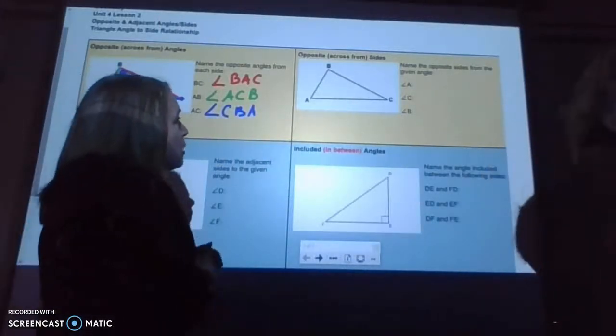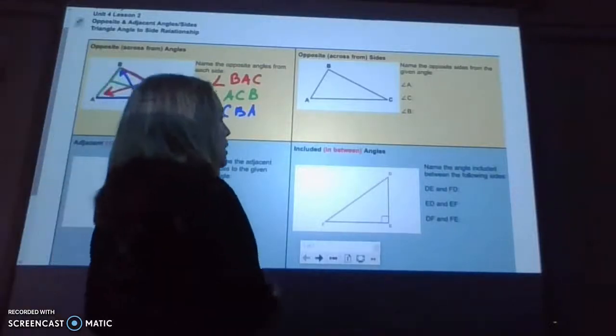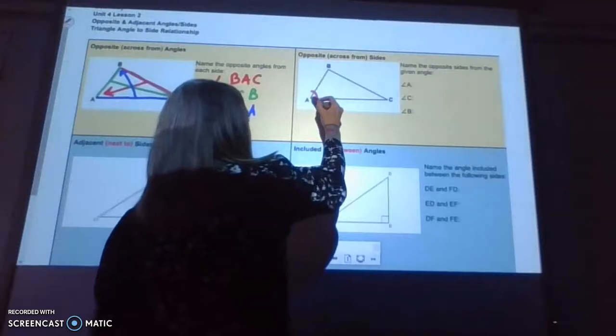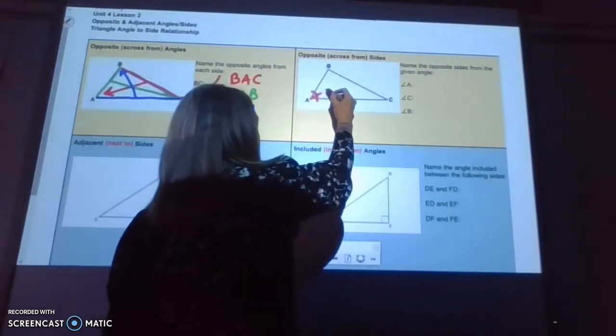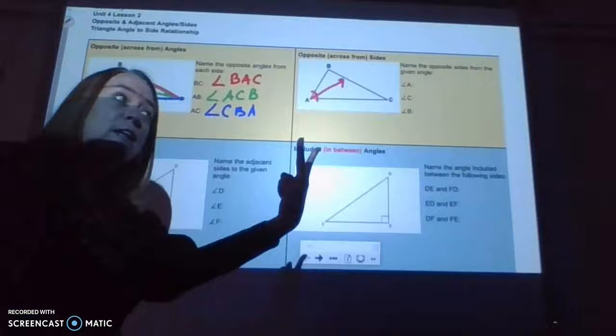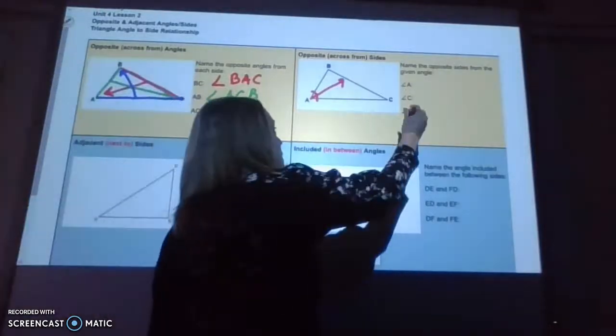And now we want to know what side is across from an angle. So if we have angle A right here, we're going to draw an arrow from the middle of that angle to the opposite side. We name sides with 2 letters, Miss Barnett. What 2 letters would they be? BC.